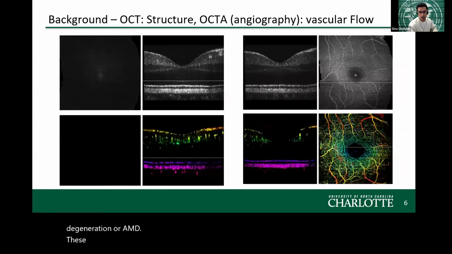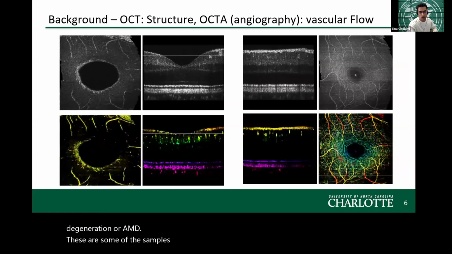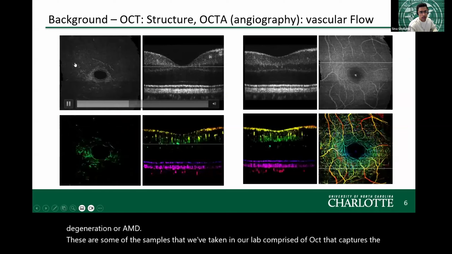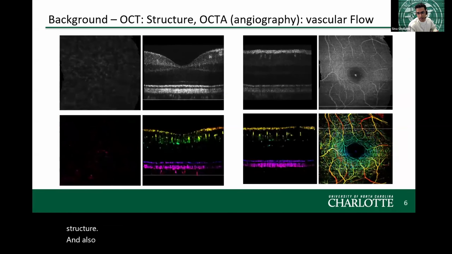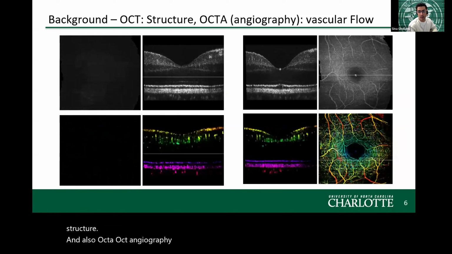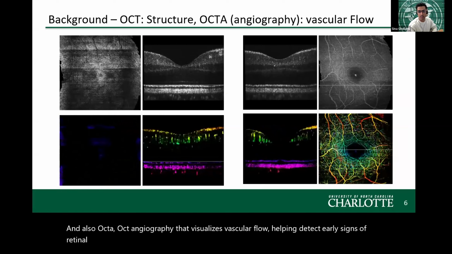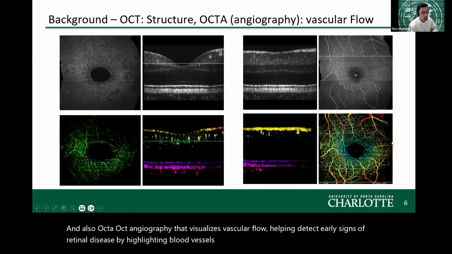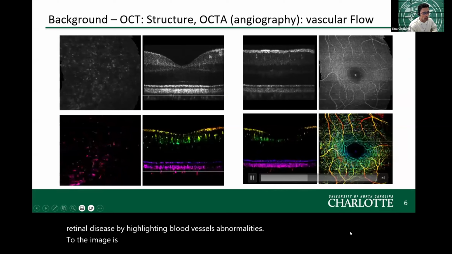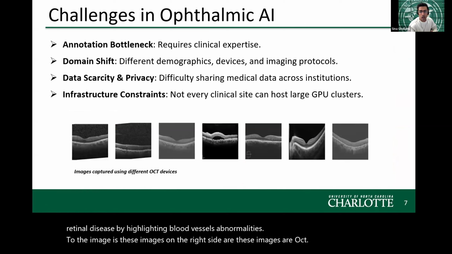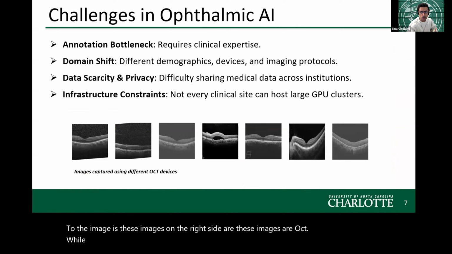These are some of the samples that we've taken in our lab, comprised of OCT that captures the structure, and also OCTA, OCT angiography, that visualizes vascular flow, helping detect early signs of retinal disease by highlighting blood vessel abnormalities. So these images on the right side are OCTA.